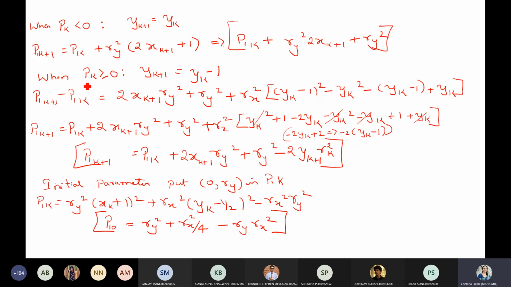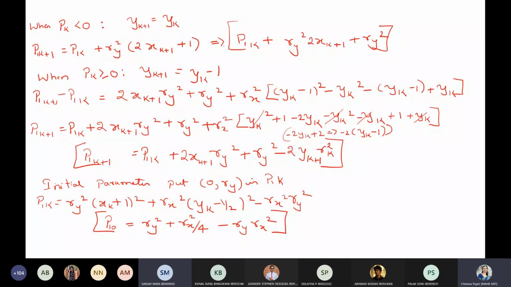Then you go for the second condition, which is Pk is greater than or equal to 0, and your yk plus 1 is equal to yk minus 1. So substitute that, we did a derivation, okay, and the final value we got is P1 of k plus 1 is equal to P1 of k plus 2 into xk plus 1 ry square plus ry square minus 2 into yk plus 1 rx square. Then we calculated the initial parameter for the values 0 and ry. So this is the initial parameter value. Okay, so we are done with region 1. So next class I'll be starting with region 2, and then we'll try to solve a few numericals based on this.